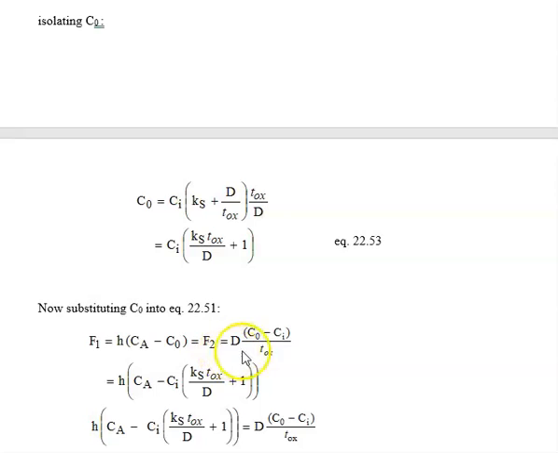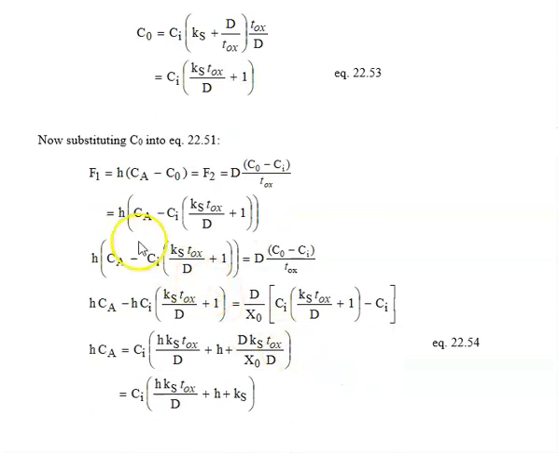Which of course is equal to F2, so this is nothing new here, but we substitute in for C0, and that's the big deal. We substitute basically just for C0 here. We have Ca, H times Ca minus C0. Here's C0, and we just stick it in, and then we continue and basically expand the parentheses, HCa minus HCI multiplied by this guy is equal to D. This is, again, F2. This should be Tox.